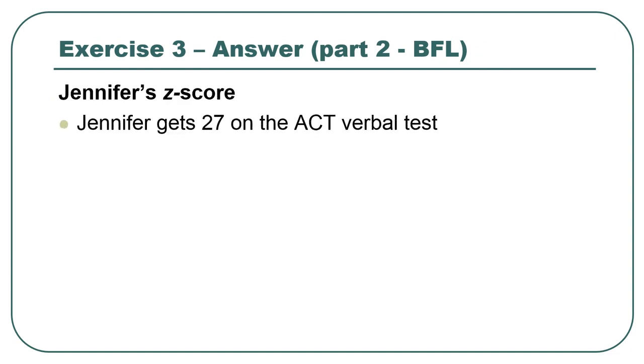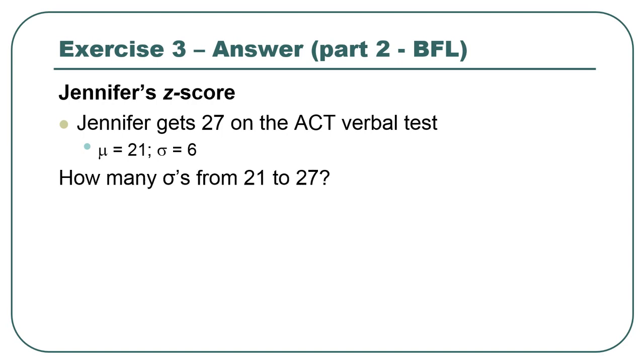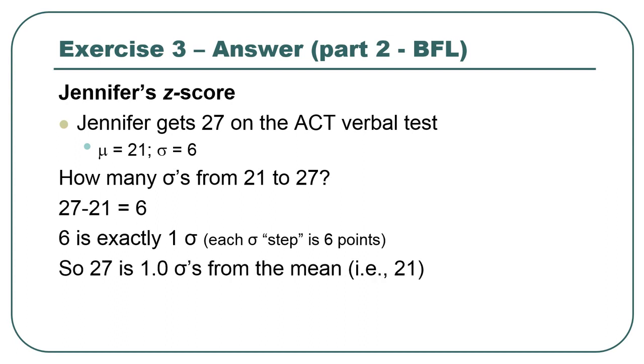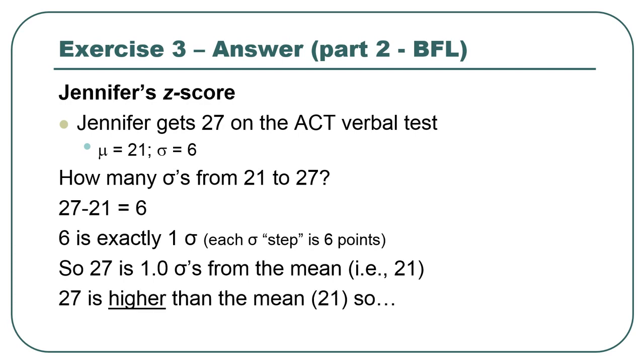Jennifer's z-score, she gets a 27, with a mean of 21, standard deviation of 6. How many standard deviations are there from 21 to 27? 6 points. That's exactly one standard deviation. So there we go. 27 has a z-score in this distribution of 1.0.